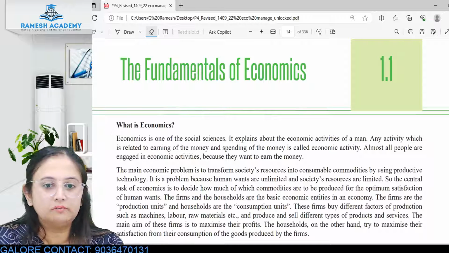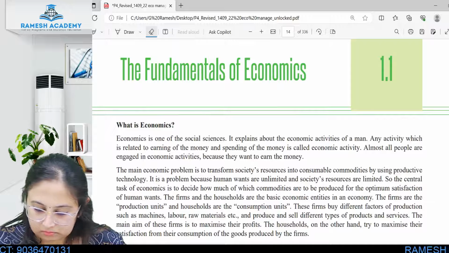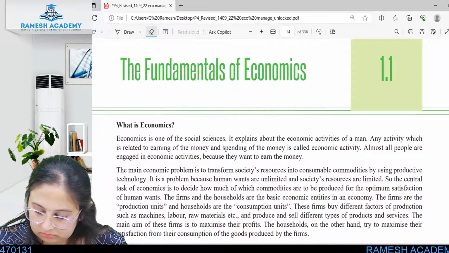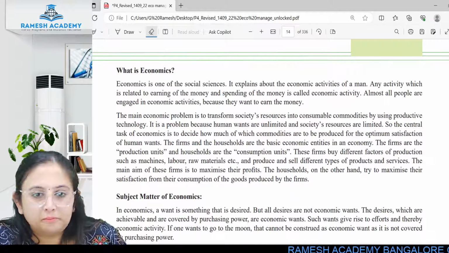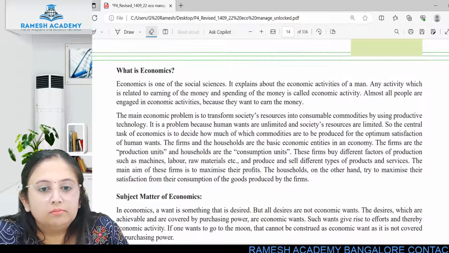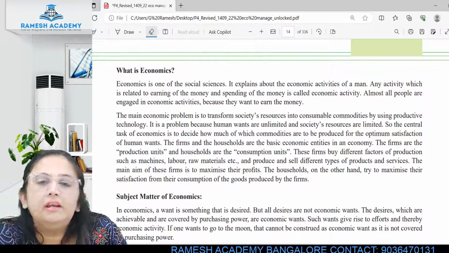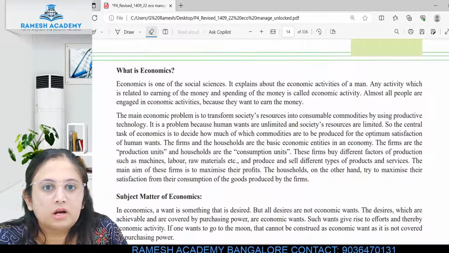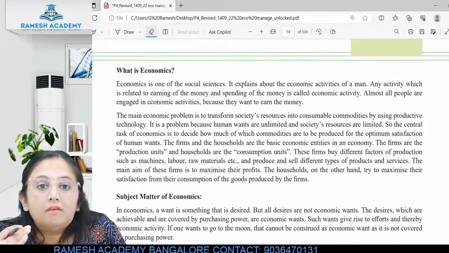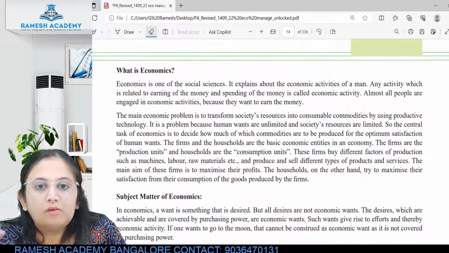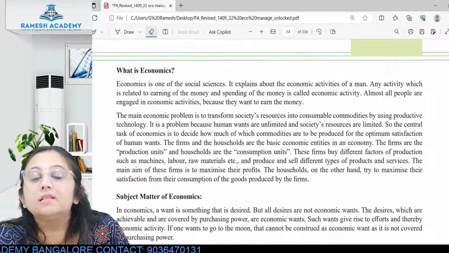So with this introduction, we will start with the first one, that is the fundamentals of economics. Now, the first thing we have to understand is what is economics. Before getting into what is given in your study material, the first thing to understand is why we need economics. Always remember, as human beings, our wants are unlimited, but the resources we have to satisfy those wants are always limited.